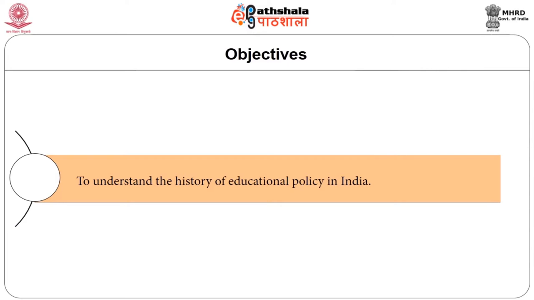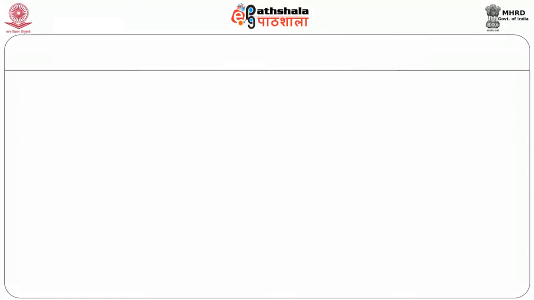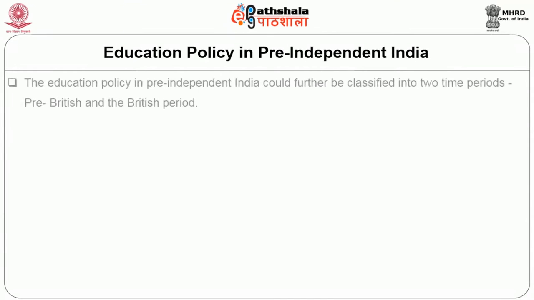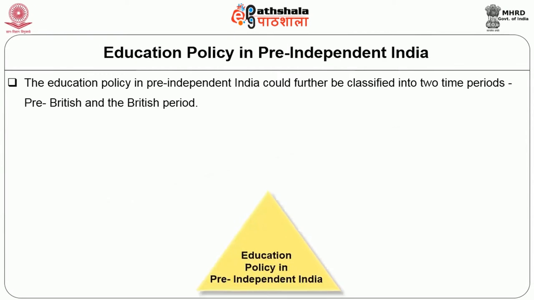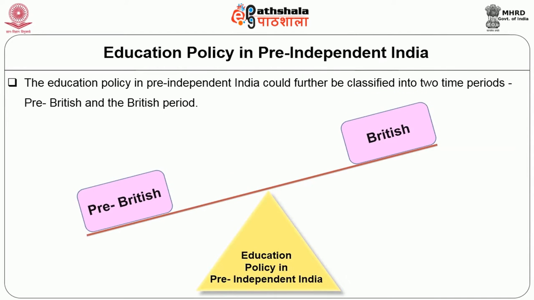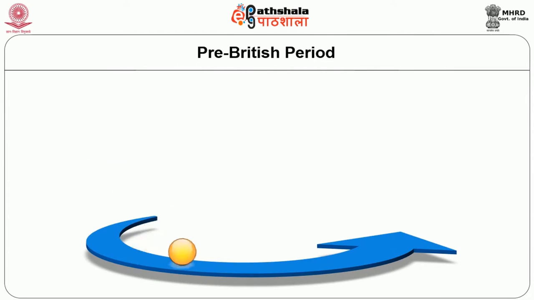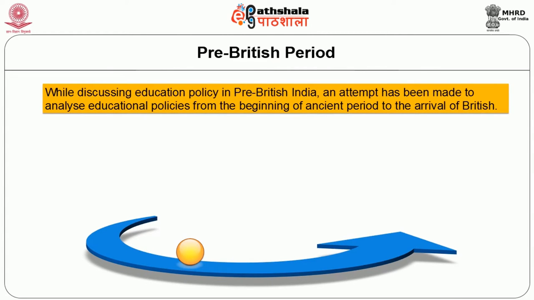Here we can see that in this module the historical aspects of education policy are divided into two parts. The first deals with the pre-independence period, and the other deals with the post-independence period. Education policy in pre-independent India could further be classified into two time periods, pre-British and the British period. While discussing education policy in pre-British India, an attempt has been made to analyze educational policies from the beginning of the ancient period to the arrival of the British.